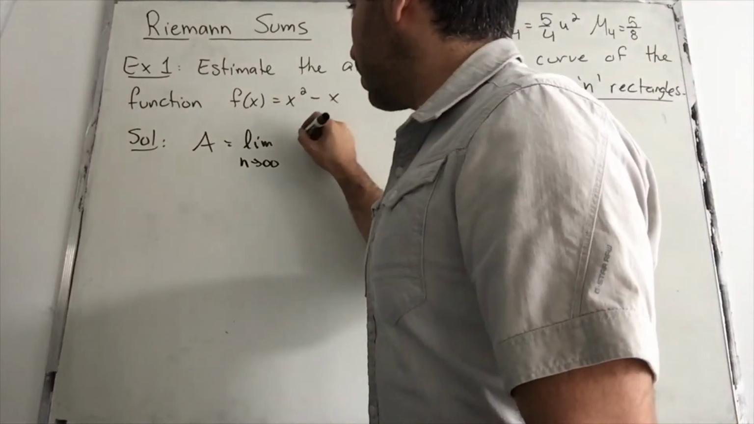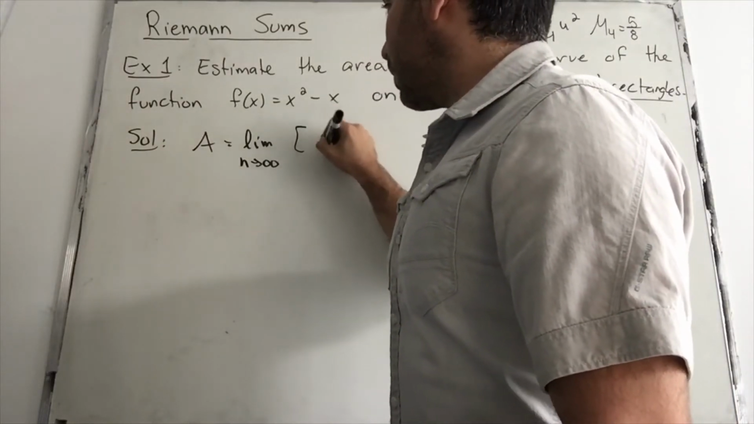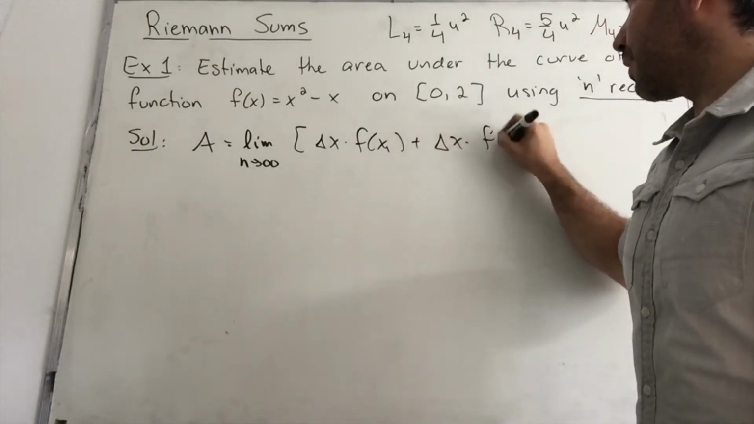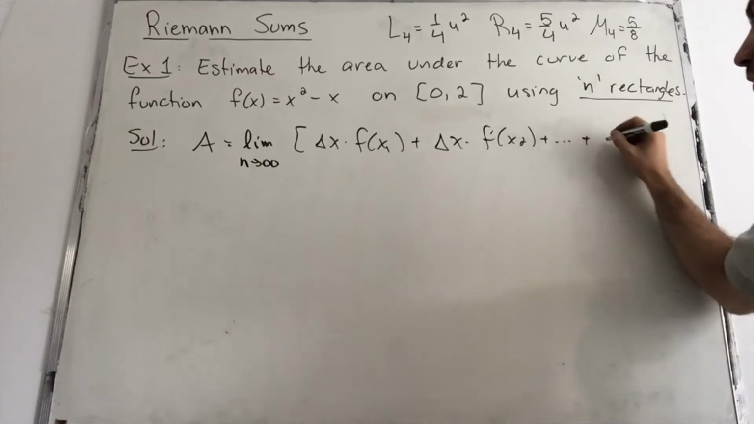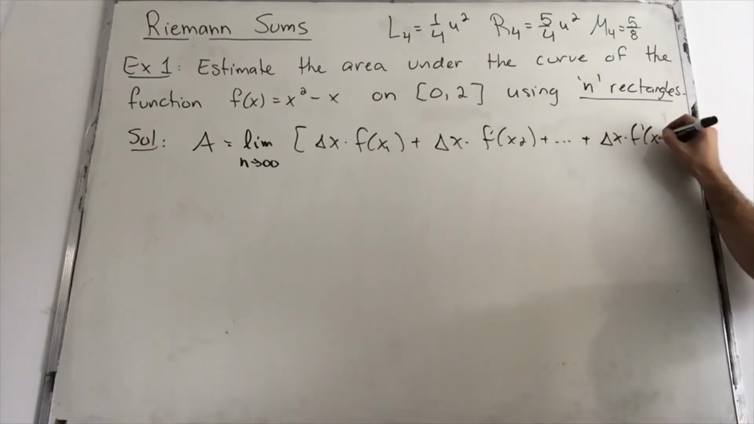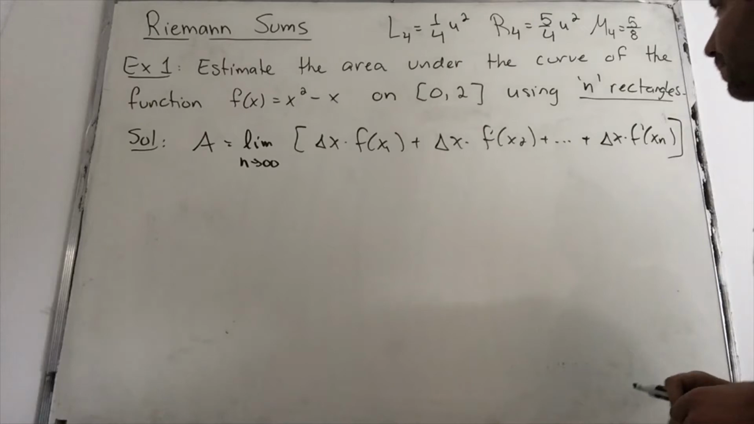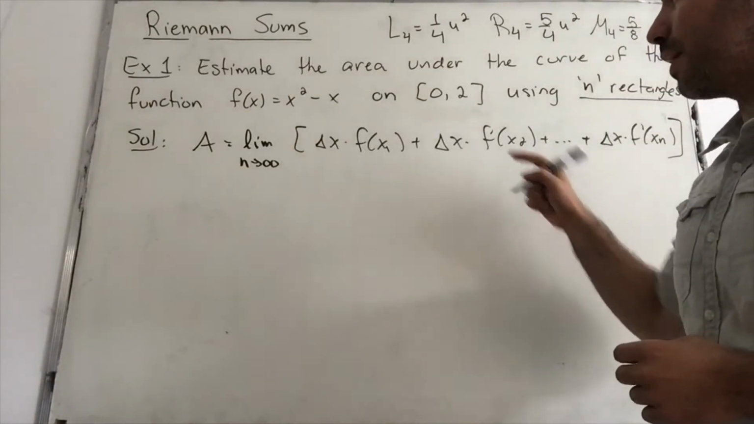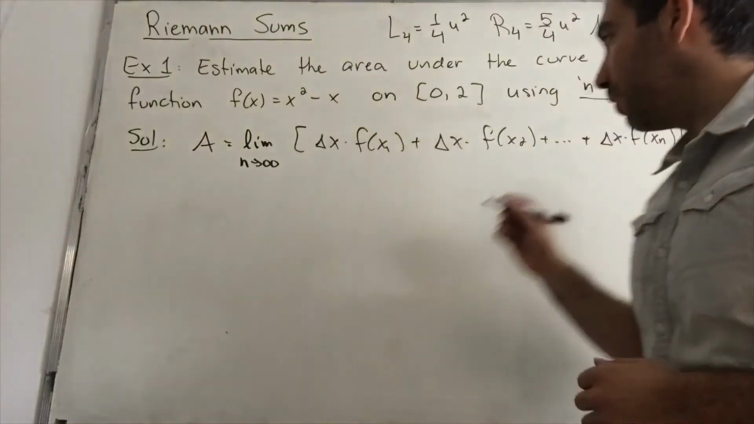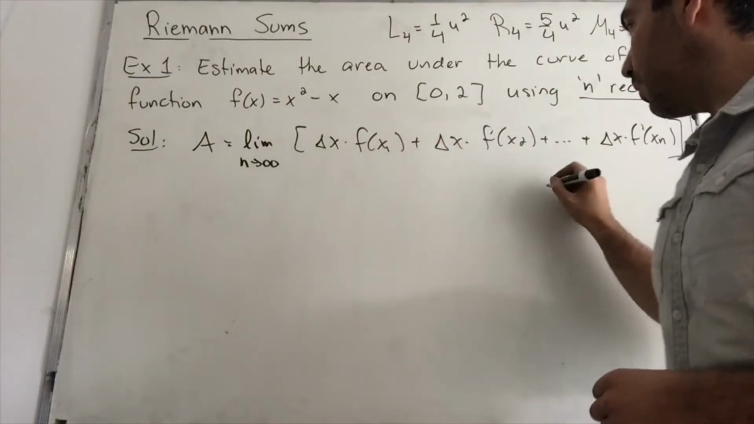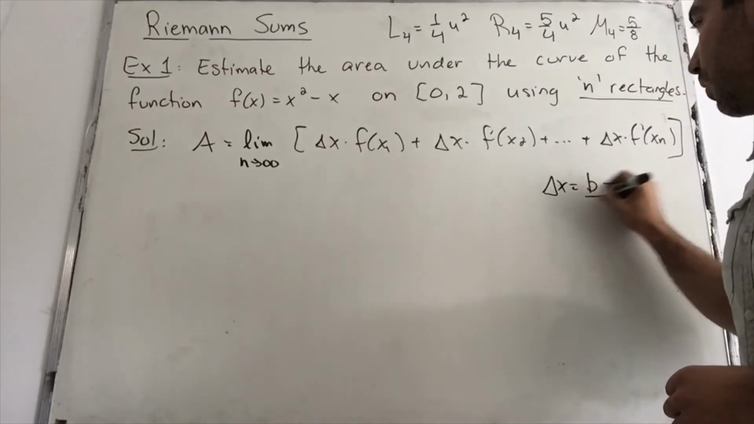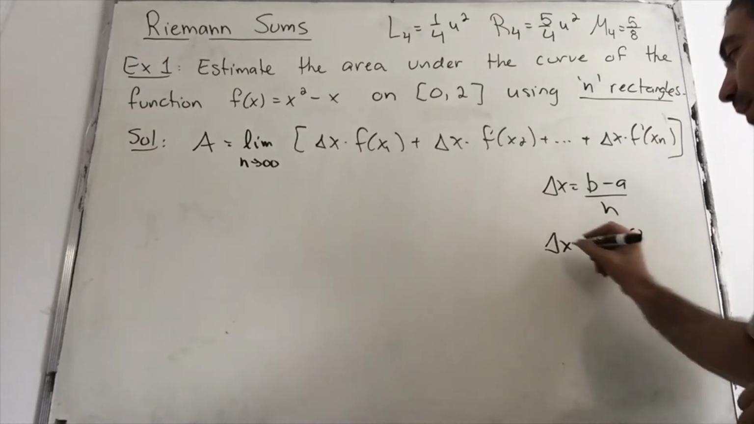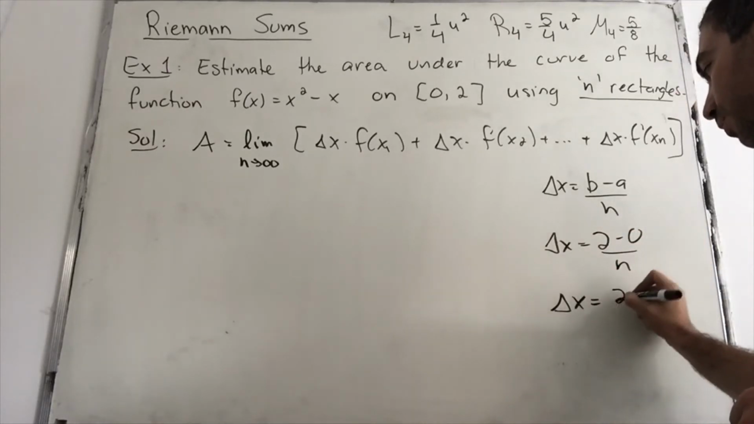of delta x times f of x1 plus delta x times f of x2 plus dot dot dot plus delta x times f of xn. Okay. We're using n rectangles, so let's find the width of each rectangle. Since we're still working on the interval from 0 to 2, delta x is equal to b minus a over n, which means delta x is equal to 2 minus 0 over n. That means each delta x is equal to 2 over n.